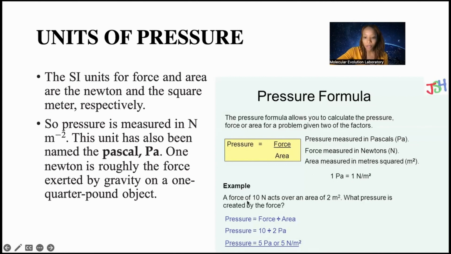So for example, a force of 10 Newton acts over an area of 2 meters squared. What pressure is created by the force? We say pressure is force divided by area. So we take the force, which is 10, and divide by 2 meters squared. The pressure is 5 Pascal, or 5 Newton per square meter.